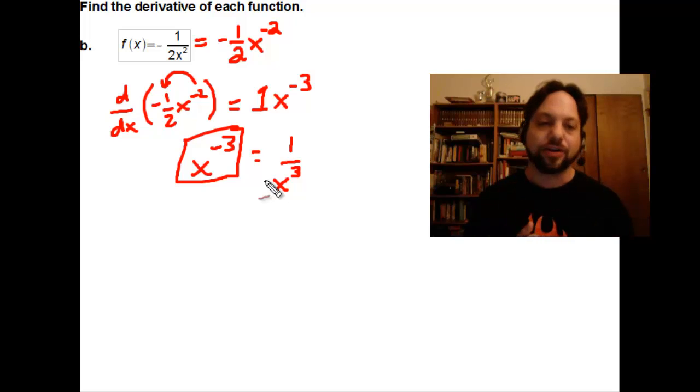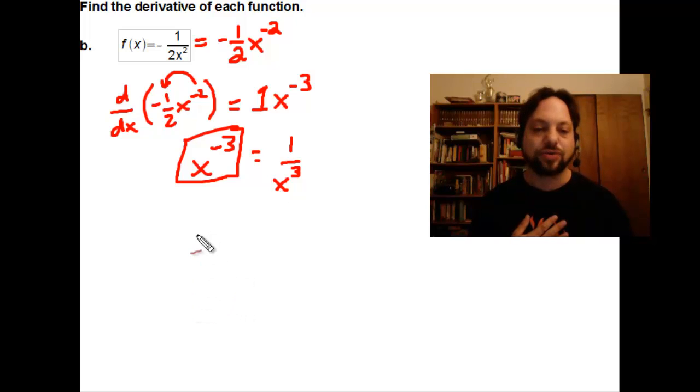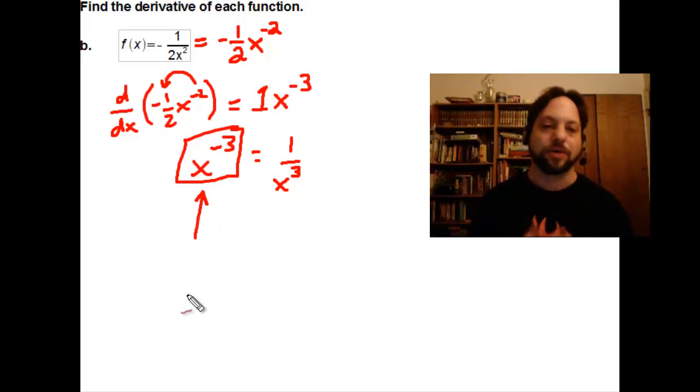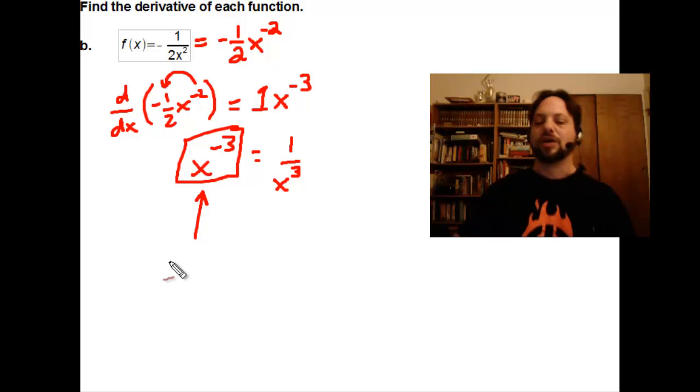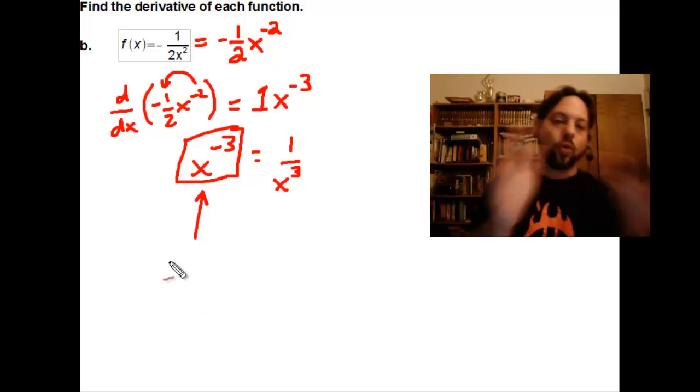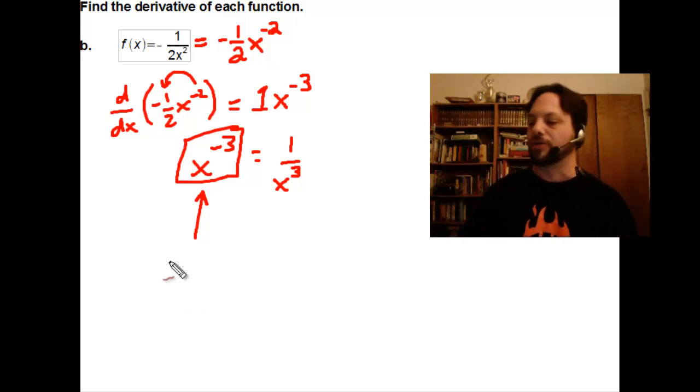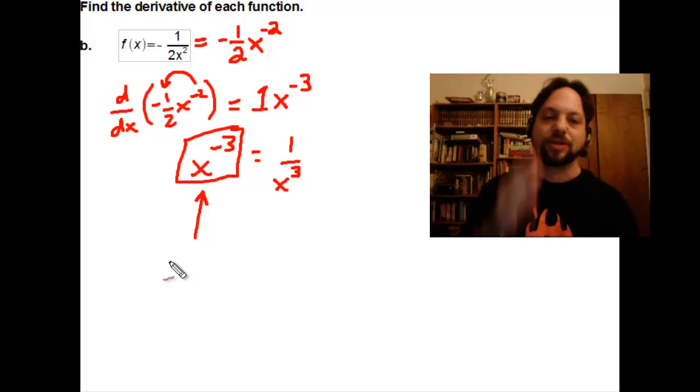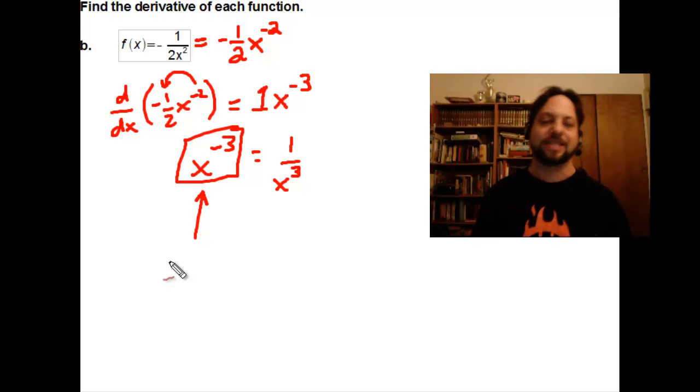But later on in the year, you're going to find that doing things like that actually complicates problems. My advice to you, leave it with negative exponents. It's not that big of a deal. I know you learned in Algebra 2 that that's a horrible, terrible thing and the world will explode. But negative exponents in calculus are perfectly acceptable.